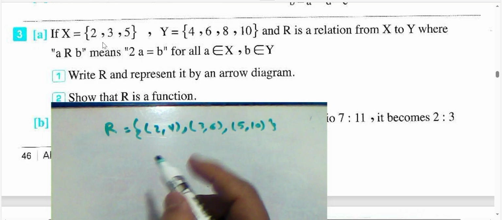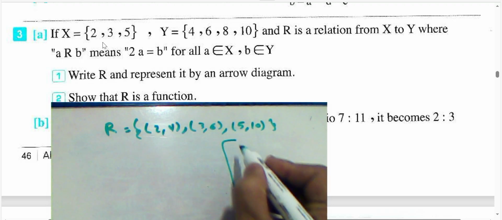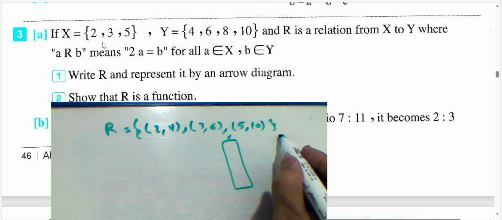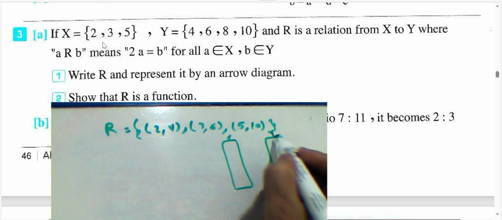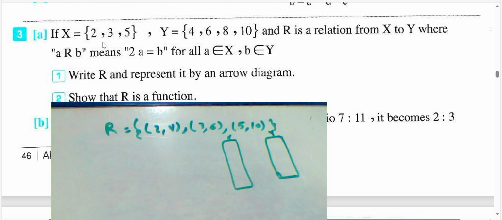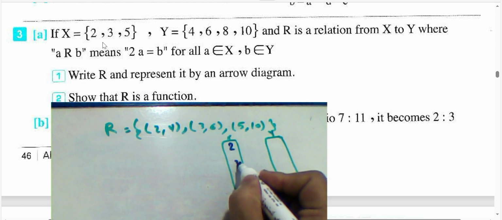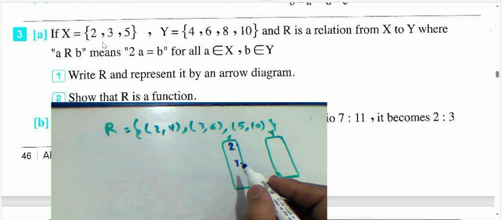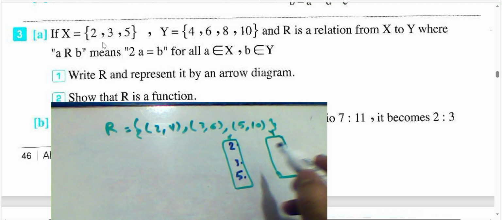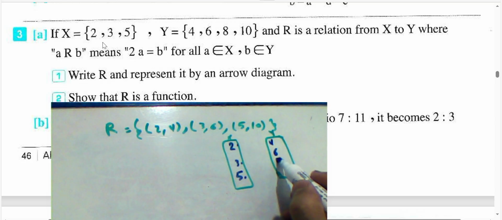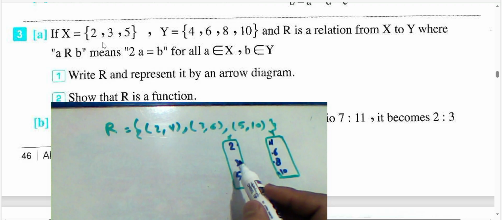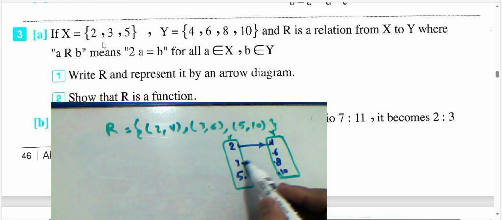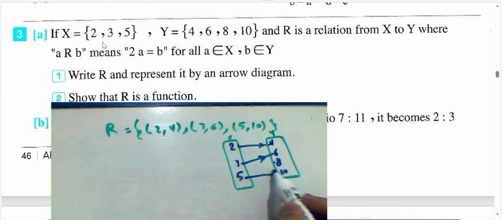Understood? And using an arrow diagram, we can draw X here and Y. Draw it with a ruler. Okay, X and Y. Write the elements of X: 2, 3, and 5. And the images are 4, 6, 8 and 10. Draw arrows from 2 to 4, 3 to 6 and 5 to 10.